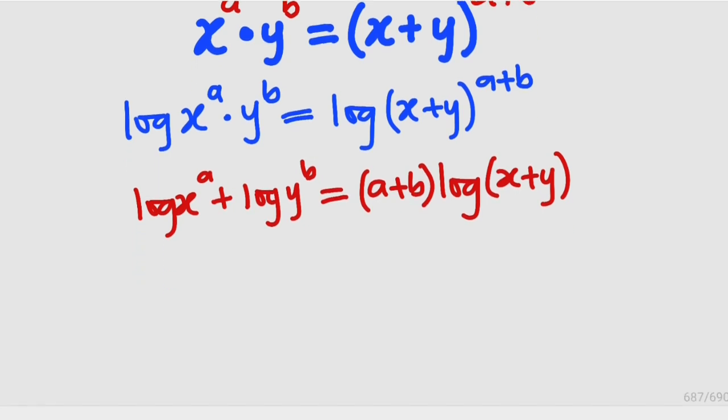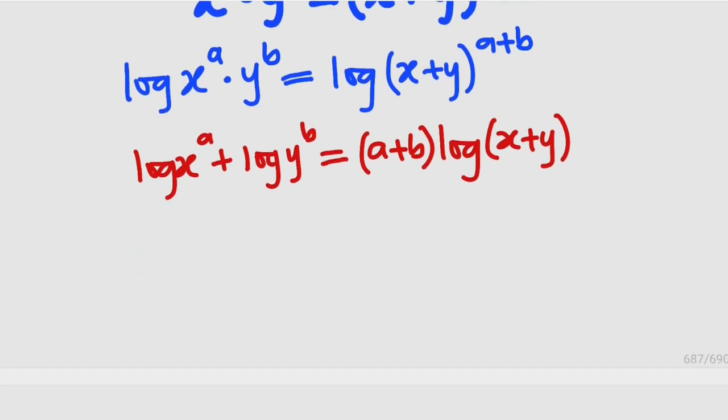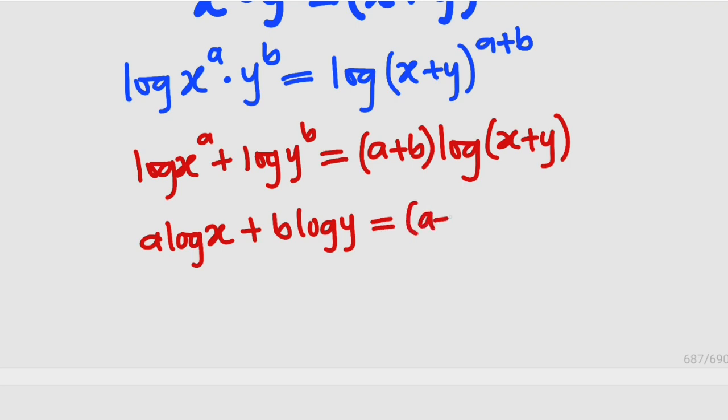The same thing to the left hand side, we can apply the law. These powers will drop down. We have a multiplied by log of x plus b multiplied by log of y, and the right hand side will remain the same. A plus b multiplied by log of x plus y. So now we are free to differentiate every single term.